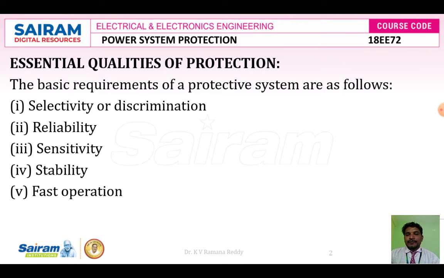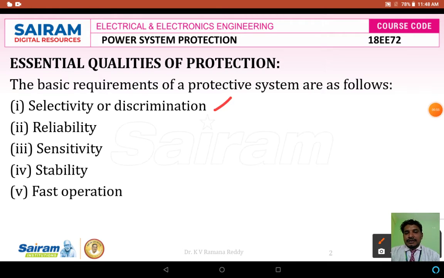To make one protective scheme or one protective device, the following are the basic requirements for a protective device or a protective system. The following basic requirements are required. They are selectivity or discrimination, reliability, sensitivity, stability, and fast operation.